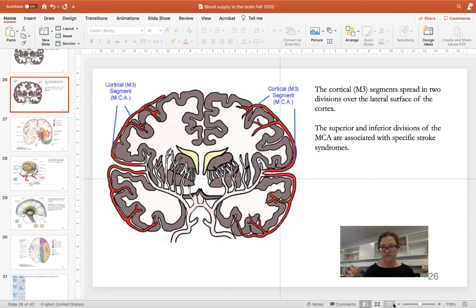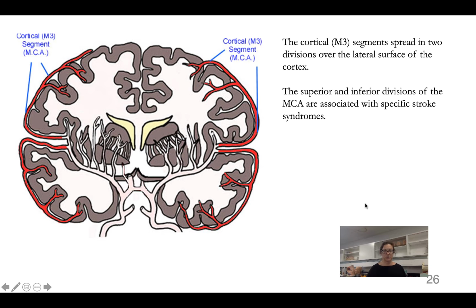Okay. So I found those slides describing the syndromes. They were just slightly out of order. So we'll skip ahead to those, finish this thought, and then come back to talk about the deep brain structures. So if we had a stroke, I want you to envision just limited to this superior M3 cortical segment of the MCA or the inferior M3 segment of MCA.